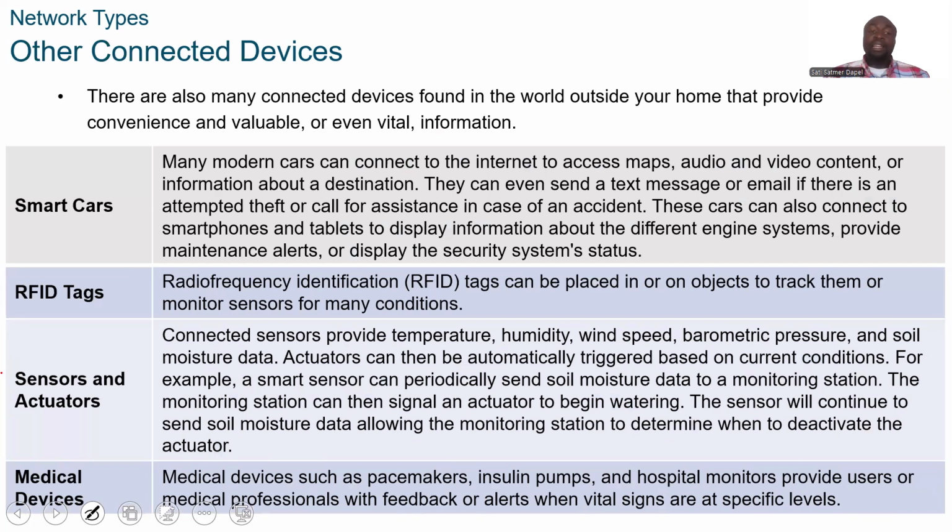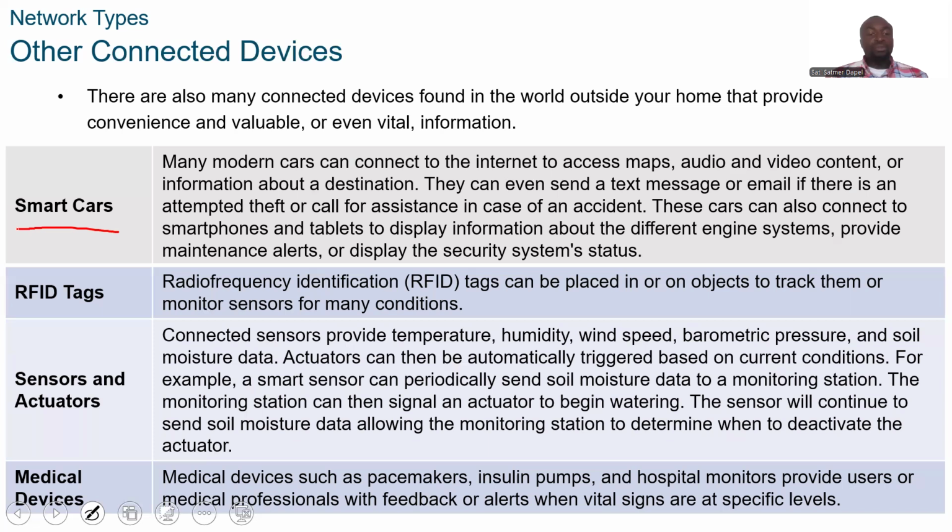Let's look at some other general devices that can be connected to the network. Some of them include the smart cars. All right, we're in the modern age. So many modern cars can connect to the internet to access maps, audio and video content, or even information about the destination. All right, you've heard about Tesla. Is that not so? It's one of the latest smart cars. They can even send messages or even email, right?